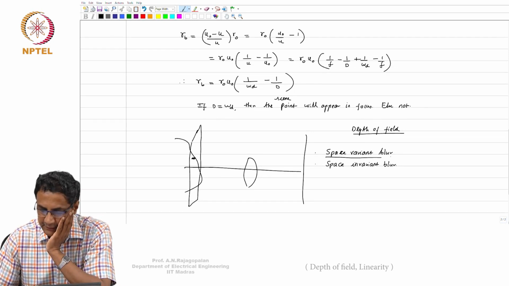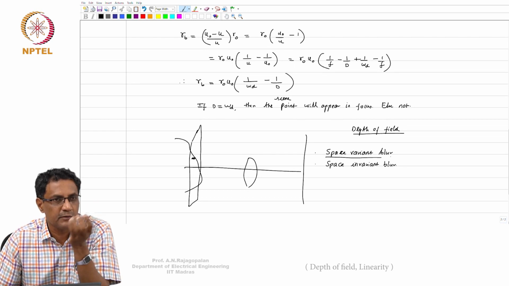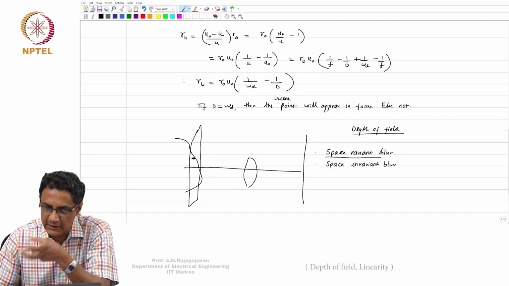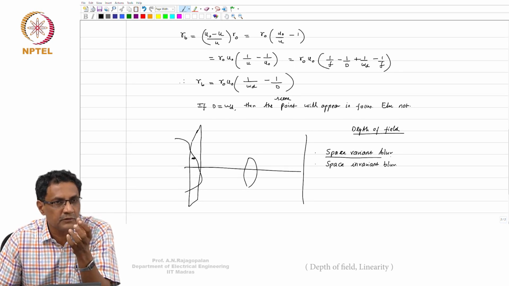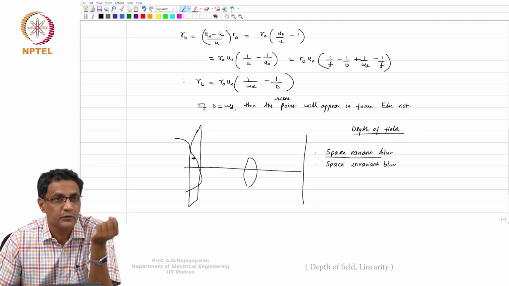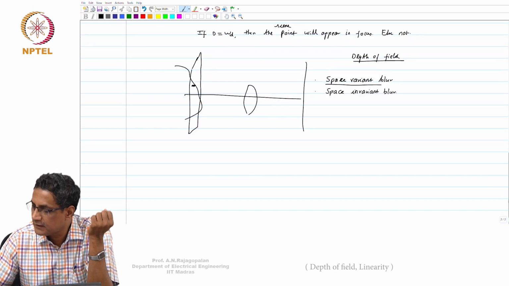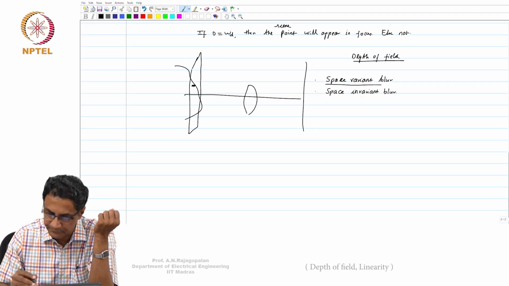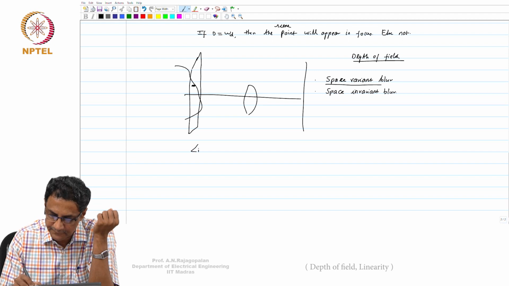Because I think when we want to understand image formation, it's always good to understand this. Then when somebody talks about a coded aperture or anything else, you will at least be able to appreciate what's going on. Okay, now let's look at this notion of linearity first.